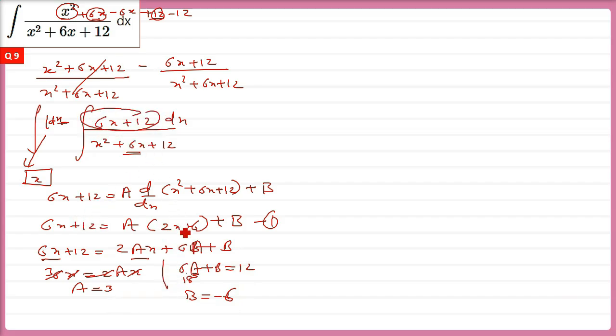6x plus 12 will be replaced by a into (2x plus 6) plus b, but the denominator remains the same. So I'm using this equation and writing it directly. Call it as I1. Now this whole is I. I'm calling this as I1. So this will be a. A is 3, I'm taking it outside. 2x plus 6 is already there. X square plus 6x plus 12 in the denominator is already there.